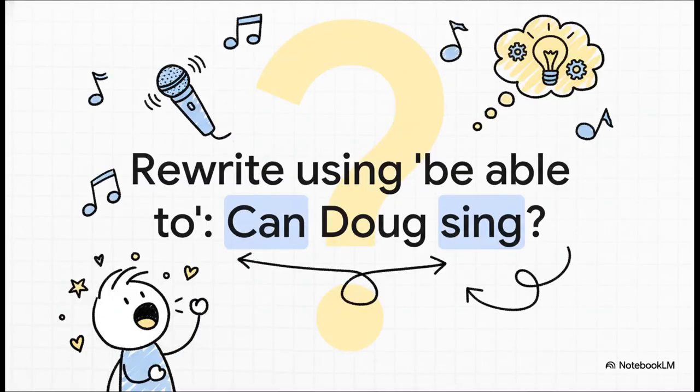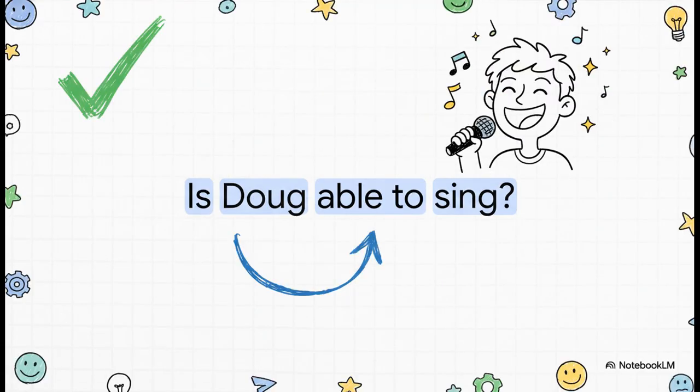Nice one. All right, let's try another one, this time with a question. How would you change can Doug sing into the be able to form? Just think back to that rule we just covered. And there it is. The answer is, is Doug able to sing? Remember, we just take that be verb, is, and move it right to the front of the sentence to make it a question. Fantastic work.